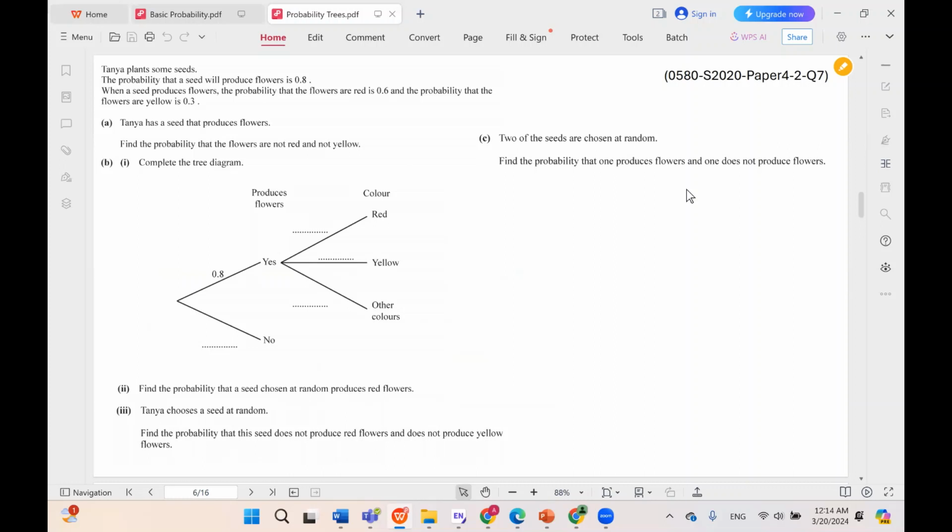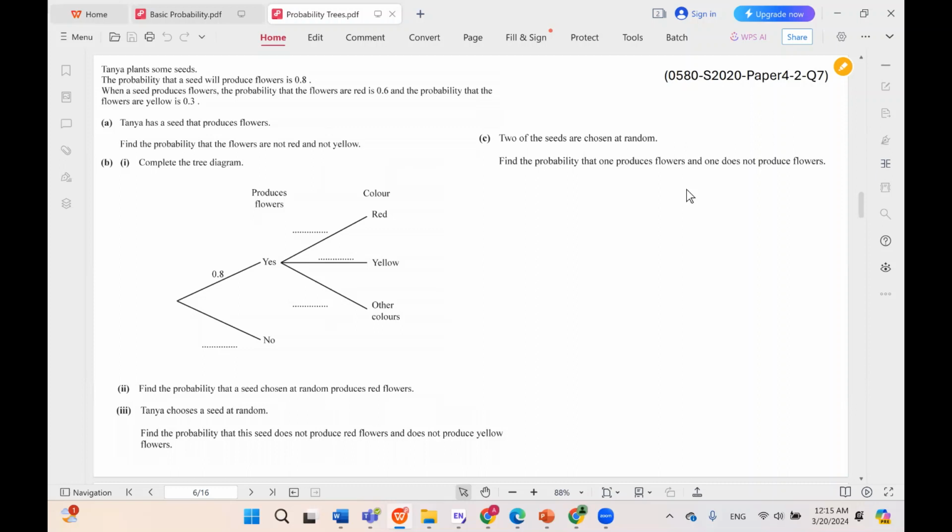Tanya plants some seeds. The probability that a seed will produce flowers is 0.8. When a seed produces flowers, the probability that the flowers are red is 0.6, and the probability that the flowers are yellow is 0.3. Tanya has a seed that produces flowers. Find the probability that the flowers are not red and not yellow.